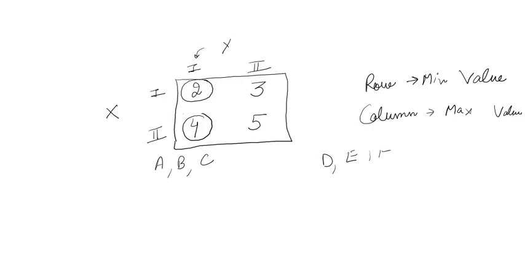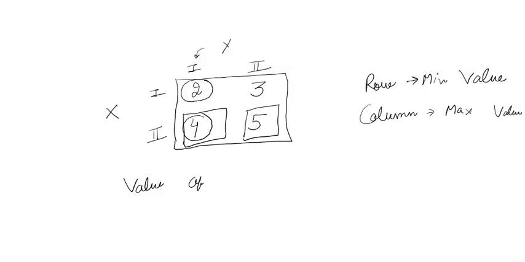So what you will do is, in the first column, this is the first column, in this case, the maximum value in the first column is 4. Around it, make a square. Similarly, here it is 4 5, right? So these are the maximum values in case of columns. Now in this case, since this value is common, the value of game comes out to be 4.